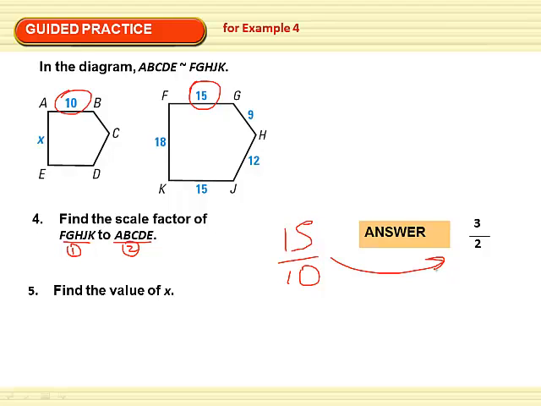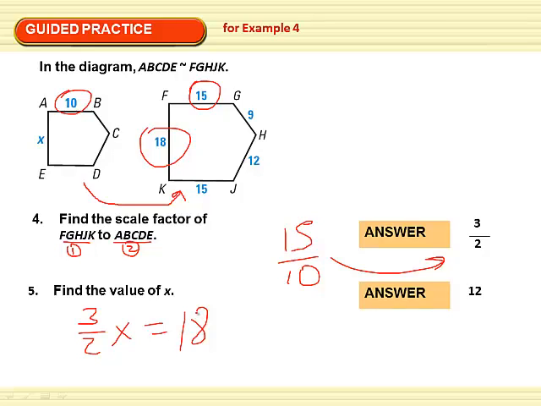Now, using that, I can find the value of x. So it kind of depends on what way you want to go. If you notice, if you go from this way to this way, you're getting larger, so you can just multiply by the scale factor. So I can do 3 over 2 times x is going to give you the corresponding side to x, which is going to be 18. When you multiply by the reciprocal to get rid of the fraction, you're going to get x is equal to 12.